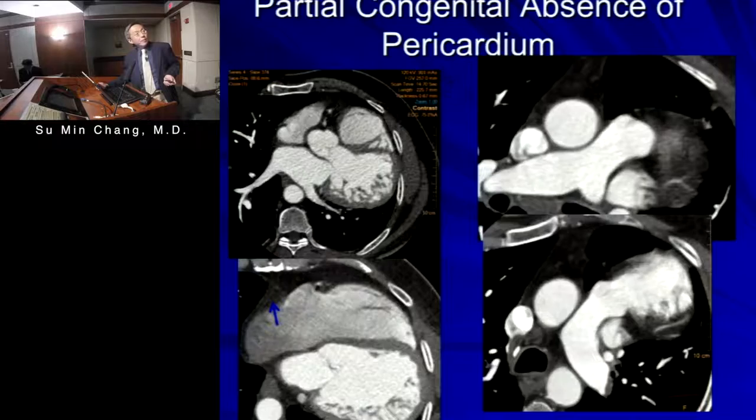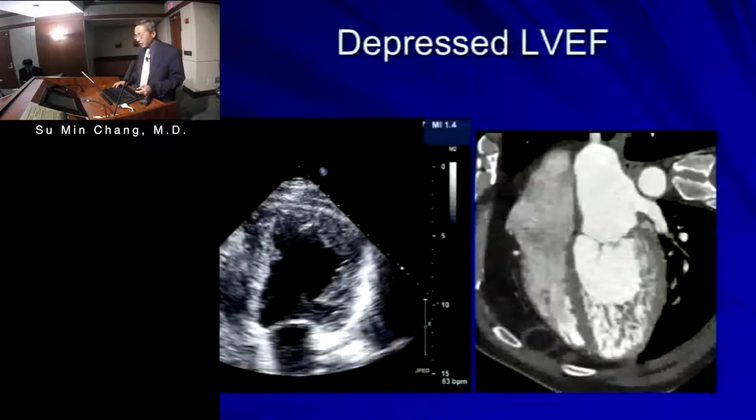And the most specific finding, for the fellows, is that if you see lung tissue in between the big vessels, that's a diagnosis of congenital absence of pericardium, because normally there should be a pericardial recess there. So that's the most specific finding. There are less than 500 cases reported worldwide. And what's interesting here is, I'm sorry, it's not playing.